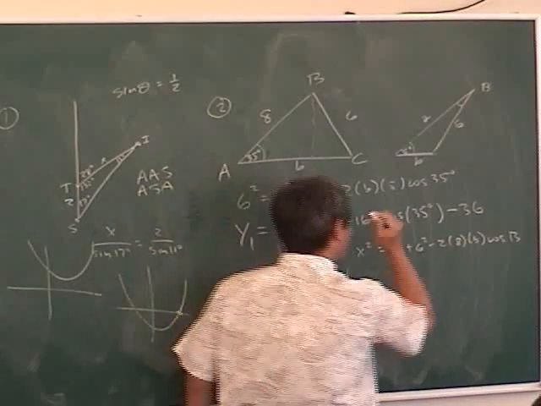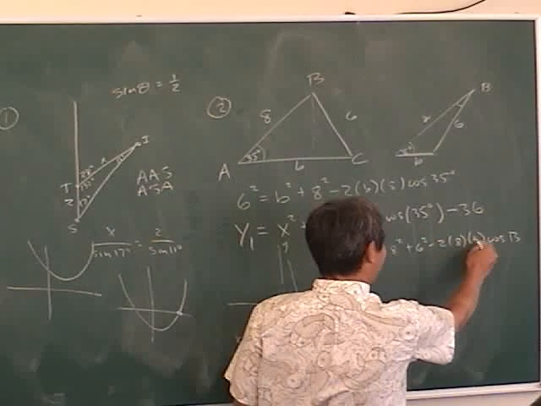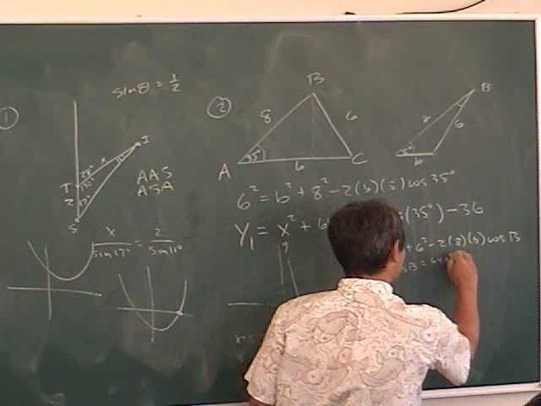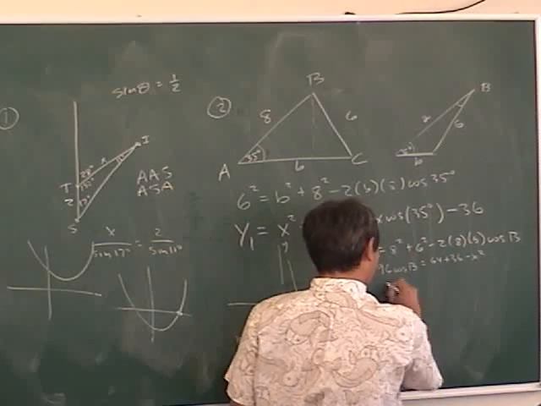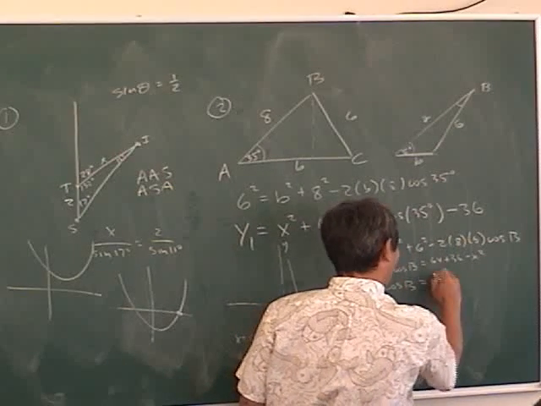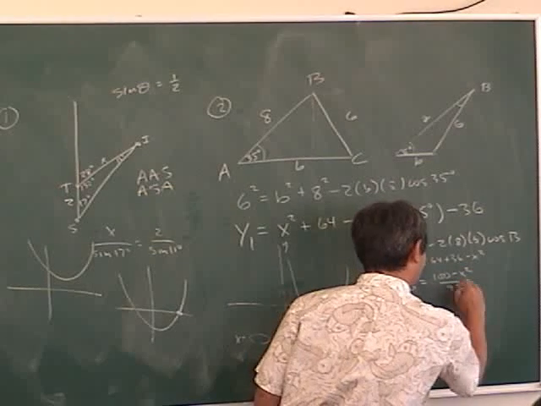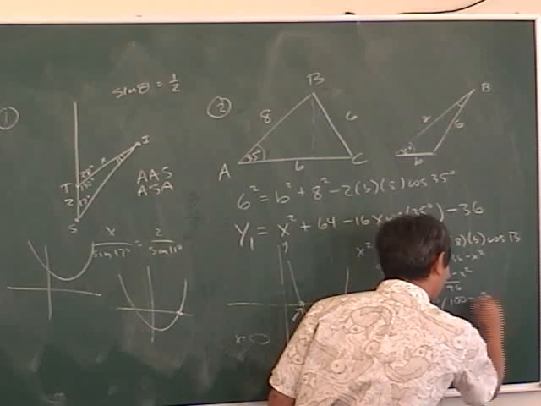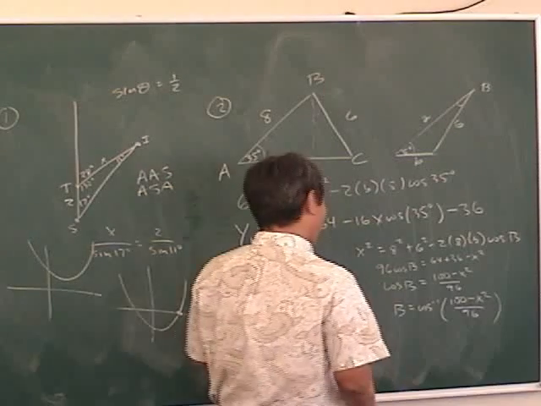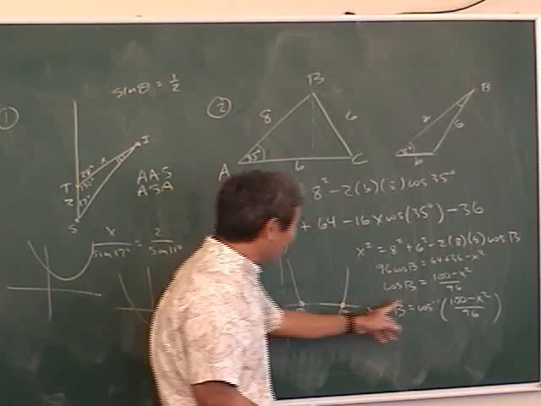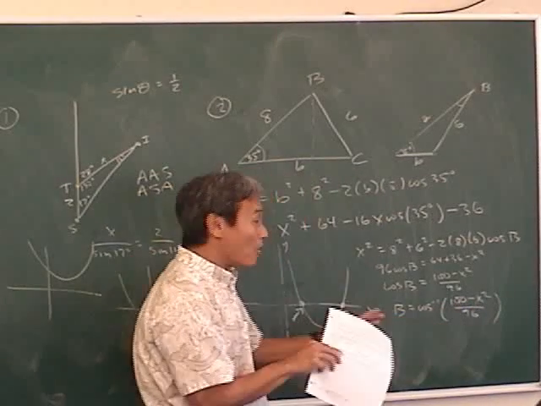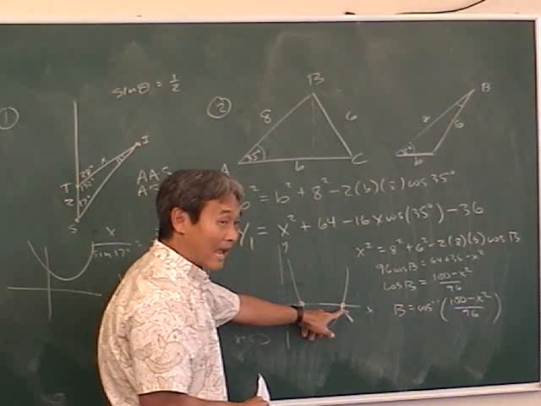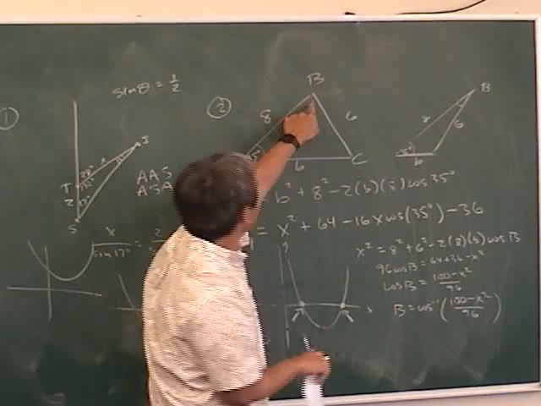Okay, let's solve for it. 96 cosine B is equal to 64 plus 36 minus x squared. So cosine of B is equal to 100 minus x squared over 96. Therefore B is equal to cosine inverse of 100 minus x squared over 96, correct? Yes. Once you calculate this value of x, you plug it in there, boom, that spits out the first angle B, this one.